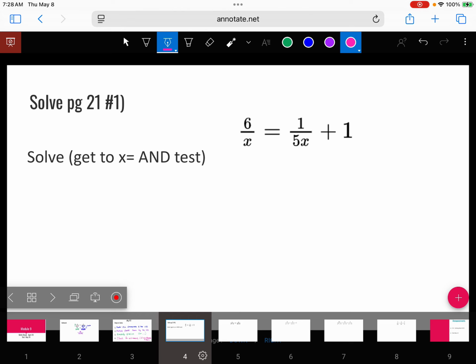So let's take a look at this first one. We've got 6 over x equals 1 over 5x plus 1. That's 1.